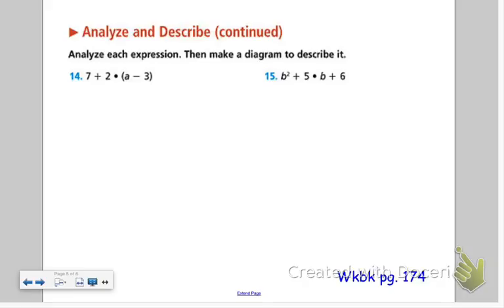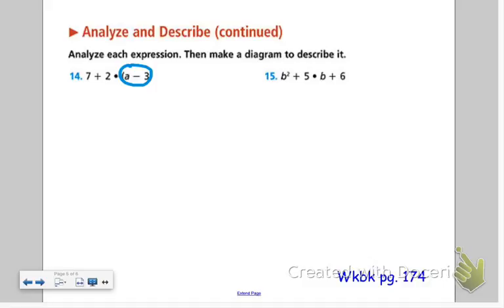Take a look at 174. Let's do a few more together. Here we have 7 plus 2 times the difference of a and 3. Let's see, PEMDAS, or order of operations. First I have to circle parentheses. Then I have to circle powers, but I don't have any powers.